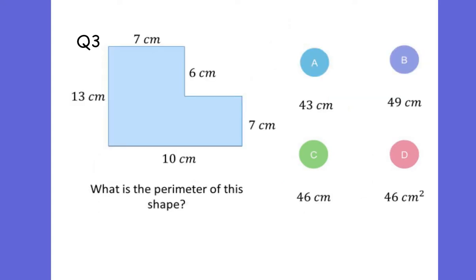Okie dokie. Question number 3. What is the perimeter of this shape? Remember, you need to work out what this missing length here is. You haven't been given all the lengths. You need to work out the missing length and then add them together to find the perimeter of this shape. Again, pause the video if you need.